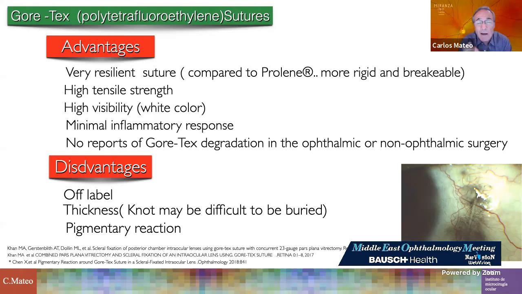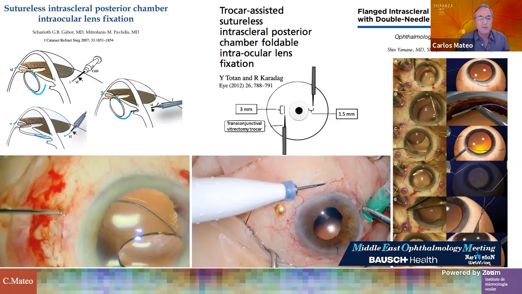The advantage of using Goretex is that it is a very resilient suture compared to Prolene, which is more rigid and breakable. It has a high tensile strength, high visibility, is white in color, and has minimal inflammatory response. To my knowledge, there are no reports of Goretex degradation in ophthalmic or non-ophthalmic literature. The disadvantage is that it is an off-label suture for the eye, its thickness, as I told you before, may make it difficult to bury, and a pigmentary reaction has been described in one patient.